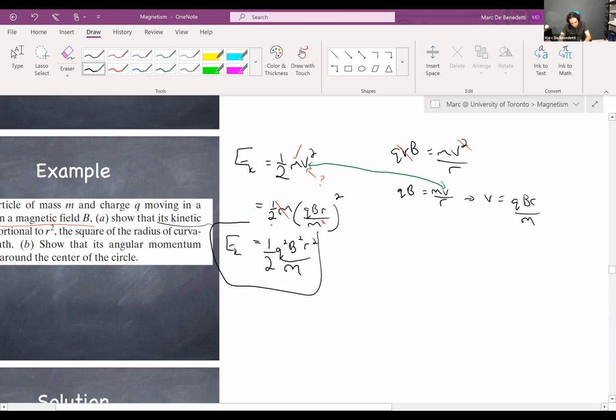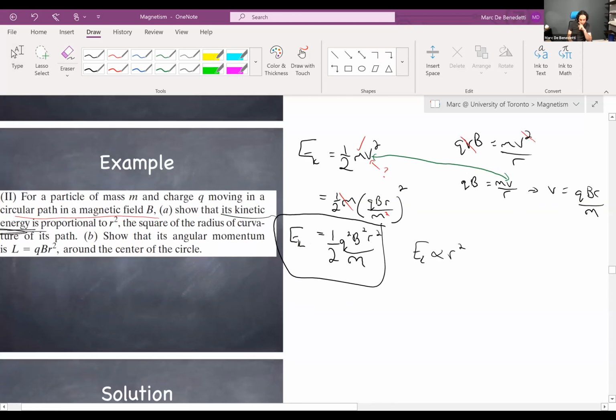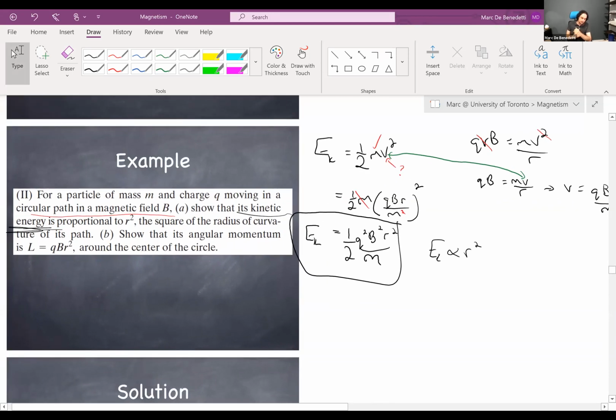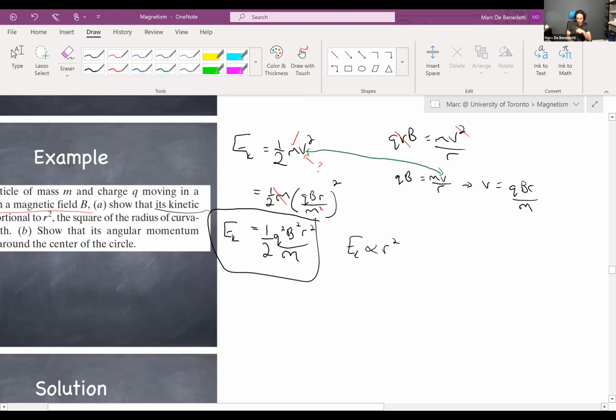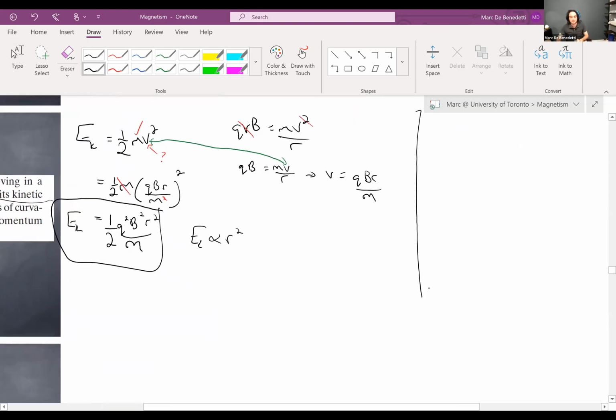So here's your kinetic energy, and you see here that EK is proportional to r squared, just as the question asked us to show. Part B, show that its angular momentum is L equals qBr squared. Again, I don't really have a game plan. I know they're asking for angular momentum, so let's just start with the definition of angular momentum. This is a throwback to Physics 136, which is a prerequisite for this class.